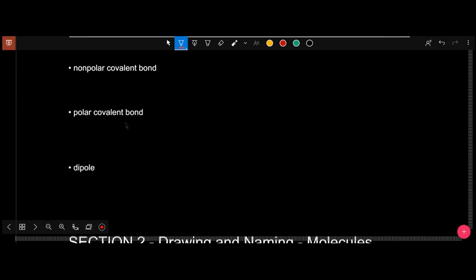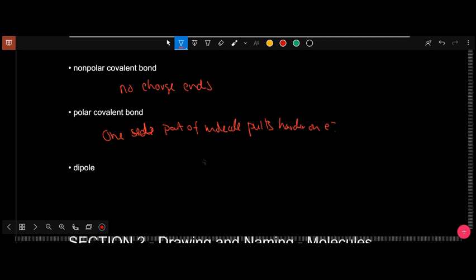All right, so non-polar covalent means no charged ends, meaning they're pulling on the electrons evenly. Polar covalent is one side or end or part of the molecule that pulls harder on the electrons. Now dipole means one side is going to be positive and another end is going to be negative, within a molecule or the entire molecule in general. Di means two poles, like the opposite charges.